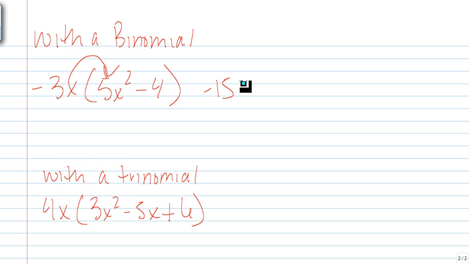Now you want to look at your x's and add your exponents together. I have x squared here, and 1x here. 2 plus 1 is 3. So my final answer here for the first term would be negative 15x to the third.